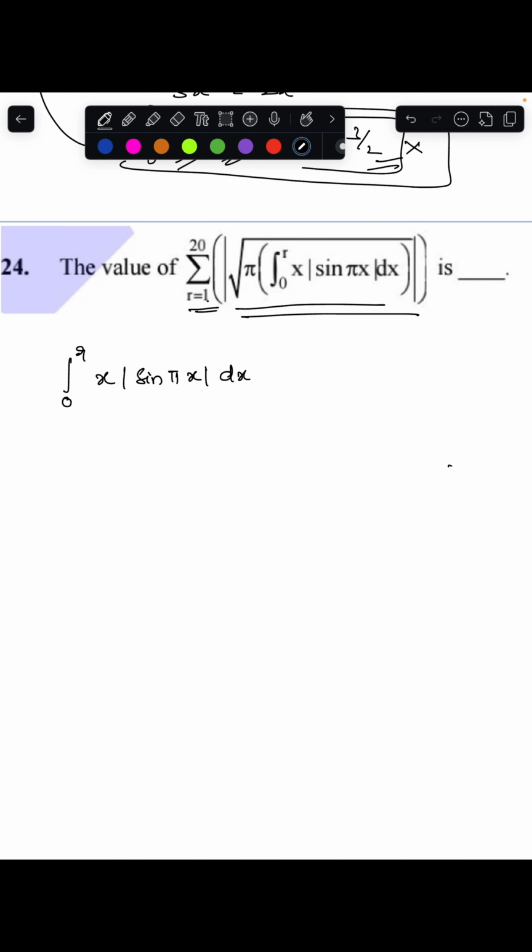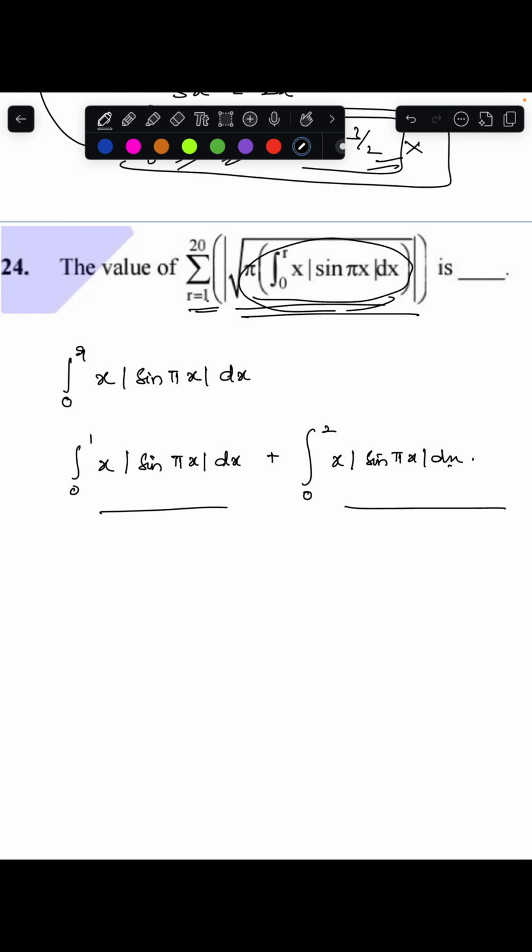If I put r equals 1, I will get this one like this. So if I apply sigma for this, I will get integral from 0 to 1 of x mod of sine pi x dx. And if I keep r equals 2, I will get integral from 0 to 2 of x mod of sine pi x dx, right? You understand how the sigma is going to work. So in this square root itself, you are going to have a summation of these terms. It goes up to 20, right?